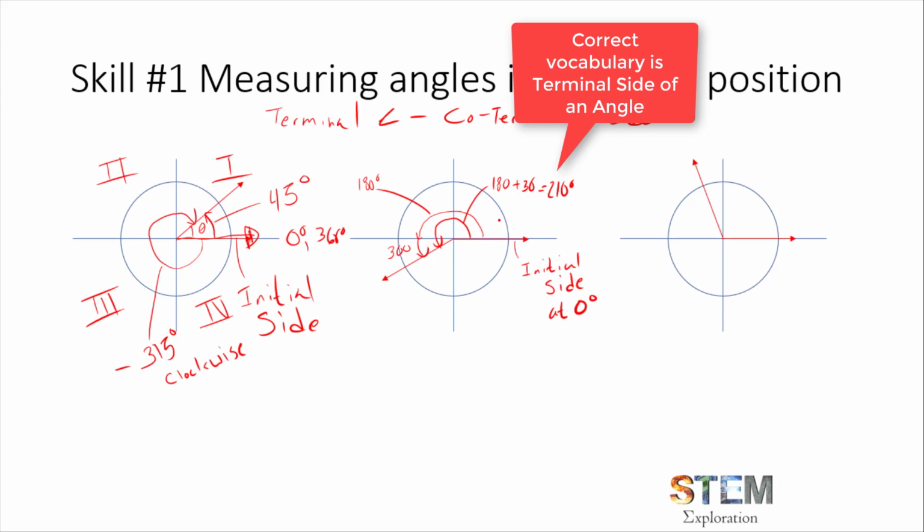All right, so if this is 180 degrees and this is 30 degrees, we can take the sum of 180 plus 30, and that would equal 210 degrees. And this would be just simply our angle measure, our terminal angle.